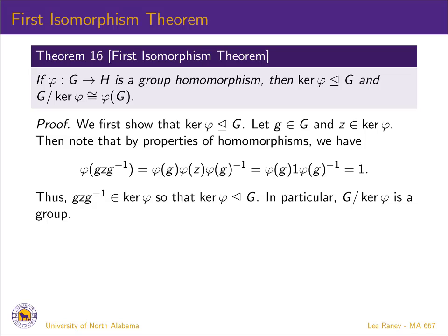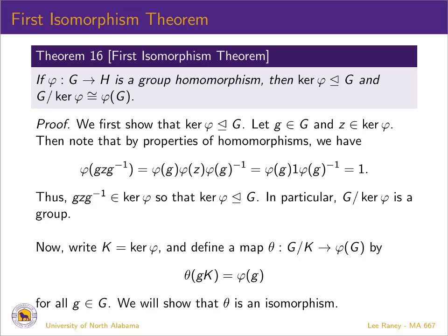And so what we've shown here is that gzg^-1 is in the kernel of phi. What it means is that if you take any element of the kernel of phi and conjugate by an arbitrary element of G, you land back in the kernel of phi. That was one of our equivalent conditions for a subgroup to be normal, so the kernel of phi is normal in G. In particular, the quotient G over the kernel of phi, the collection of left cosets of that kernel in G under coset multiplication, is a group. Now we're going to exhibit an isomorphism from this quotient group to the image.